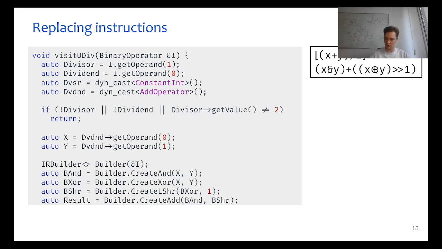Once you have identified your pattern, you get your X and Y, which are just the inputs to the add operation. And then you can start to build your new pattern. So for that, LLVM gives you this builder abstraction, which lets you very easily create and chain individual instructions. So we will just build an AND, an XOR, a shift left, and a result.